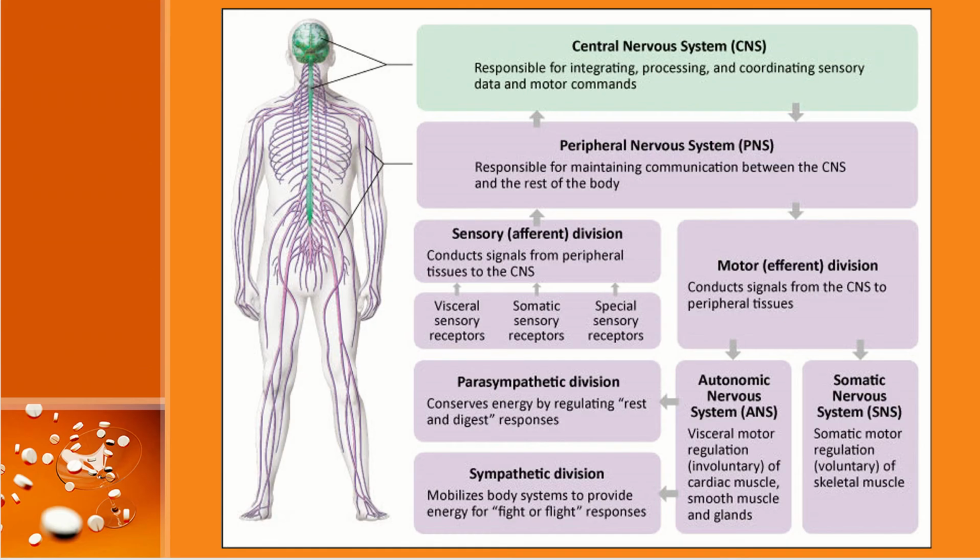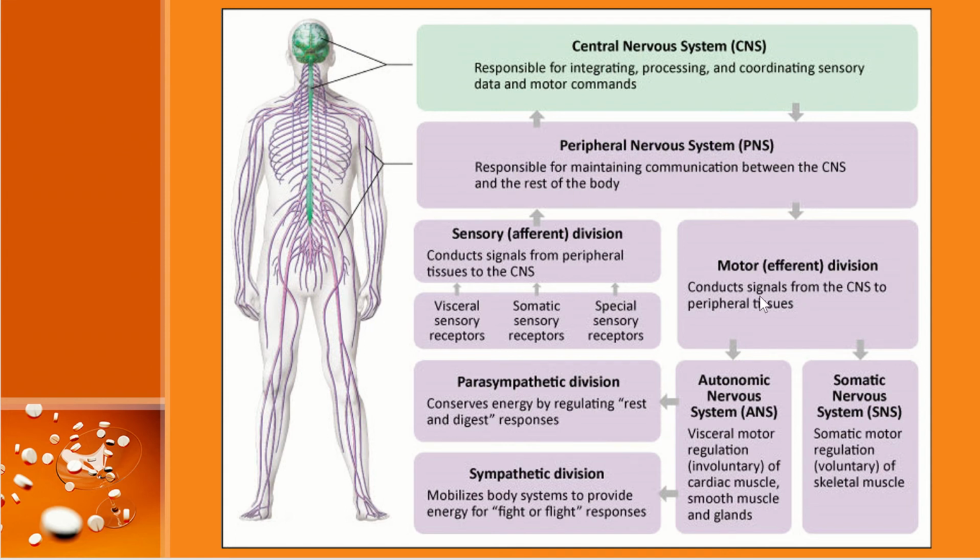All right, so we're going to another portion of the presentation, right? And just to give an overview, because so far we have looked at the autonomic and the somatic nervous system and the parasympathetic and the sympathetic division, but what are they connected to? Firstly, we have our CNS, which is responsible for integrating, processing, and coordinating sensory data and motor commands. And that is connected to our peripheral nervous system, which is responsible for maintaining communication between the CNS and the rest of the body.